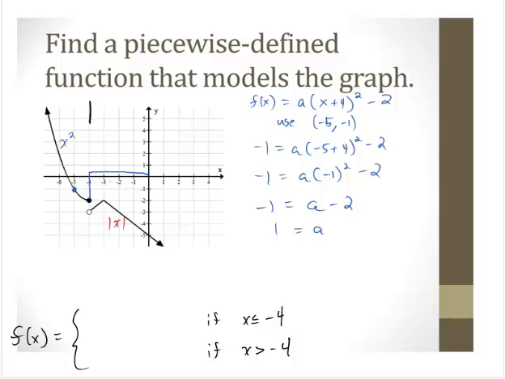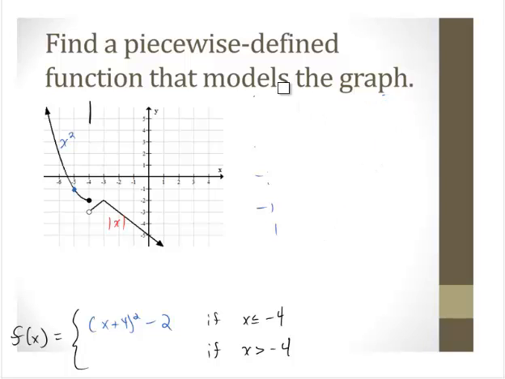So the first part of the function is 1 times x plus 4 square minus 2. We normally don't write that 1 out front. Alright, so there's that first part. Now the second part is an absolute value function, and again let me erase this so I have some room to work. And it appears that my center has been moved left 3 and down 2.